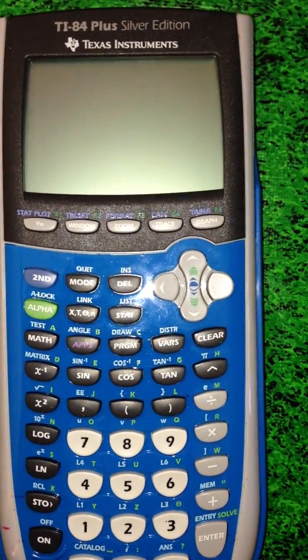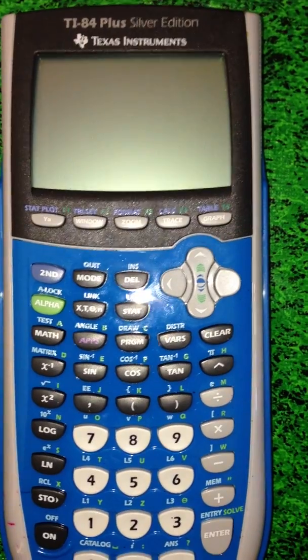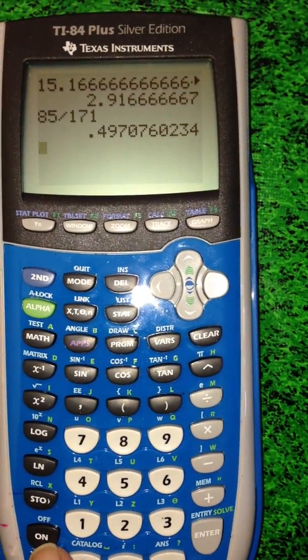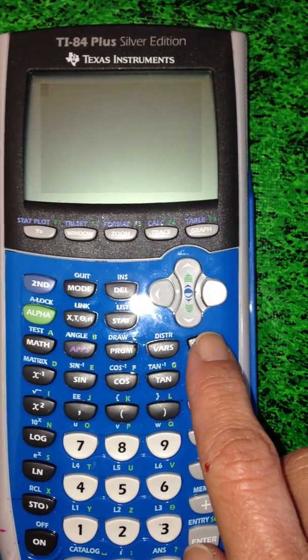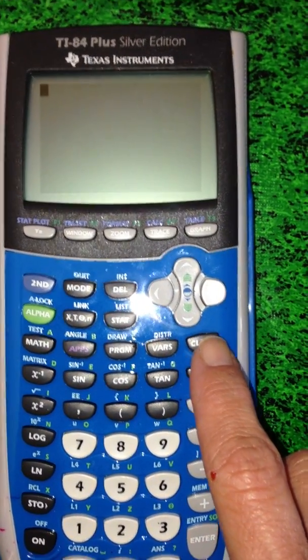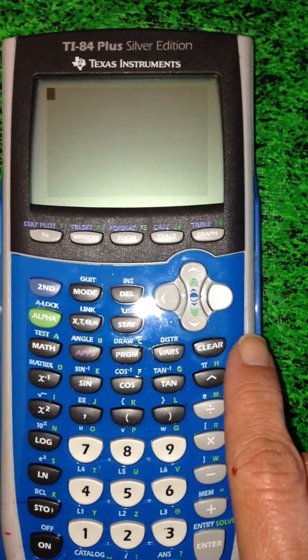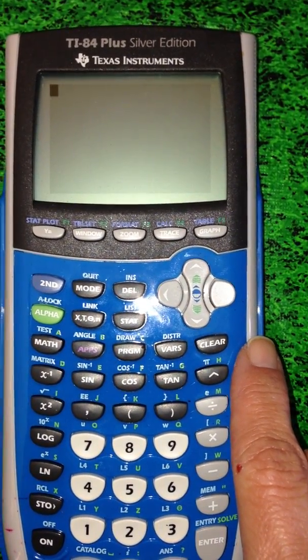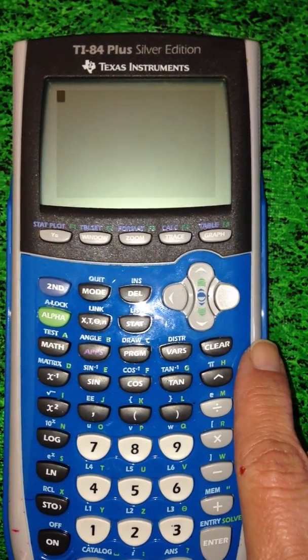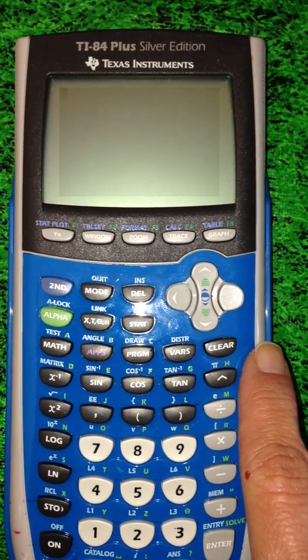I'd like to show you how to do an inverse normal on your calculator. So the first thing you want to do, of course, is turn this on. And then the next thing that we want to do is go to the distributions menu. So we're going to do the first inverse normal that we had talked about, and we are going to be doing that for the 0.04 probability.